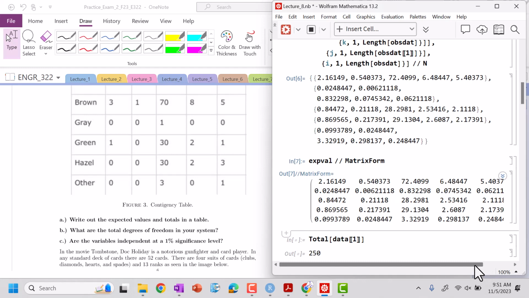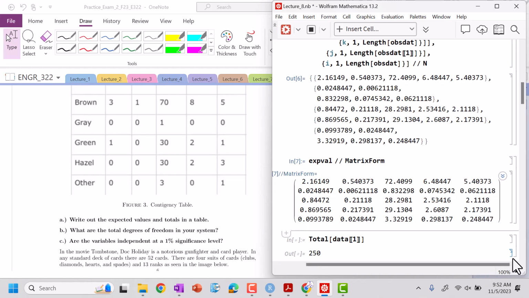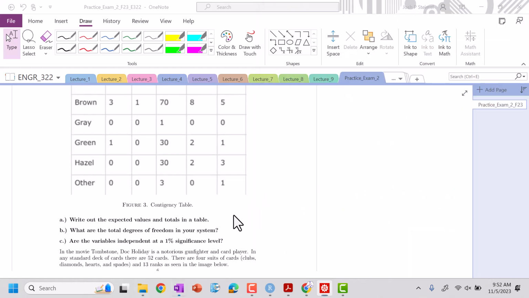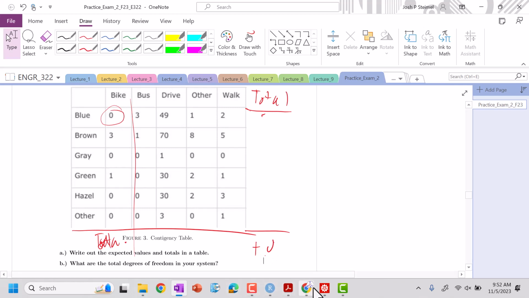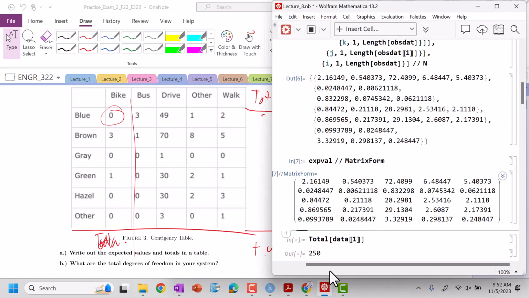So here are our values. Remember, the way that we get these expected values is we need to find the totals. We need the total for each of the rows, the total for each of the columns, and then divide by the overall total. If I were looking at this cell, it would be the total of this times the total of this over the total of that.